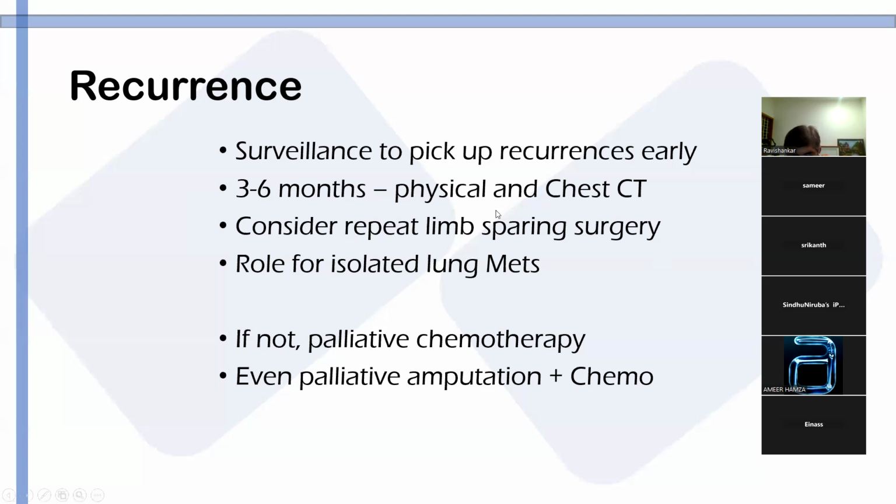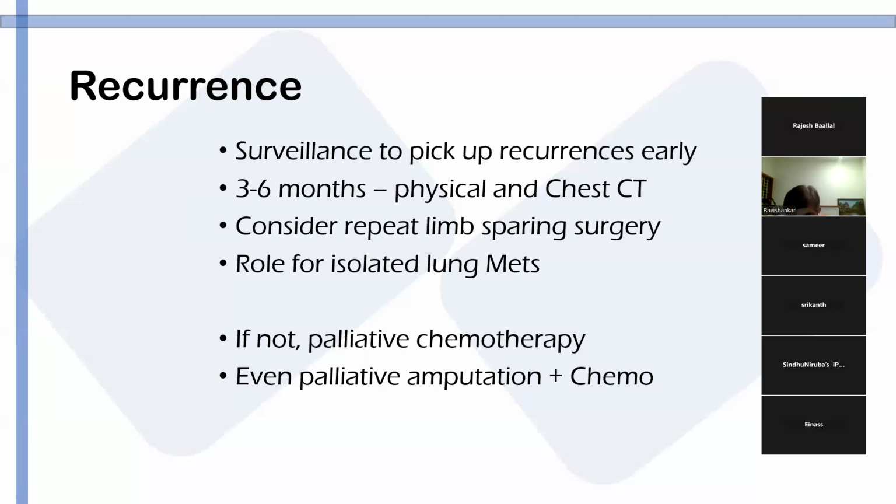This is the interesting thing. It doesn't mean that if you have a recurrence, you need to go for an amputation. A repeat limb sparing surgery is enough. And for isolated lung mets, people have done metastatectomy, just like in cancer of the colon. If you have isolated lung mets, this has also been tried. Otherwise, you just have to do palliative chemotherapy.